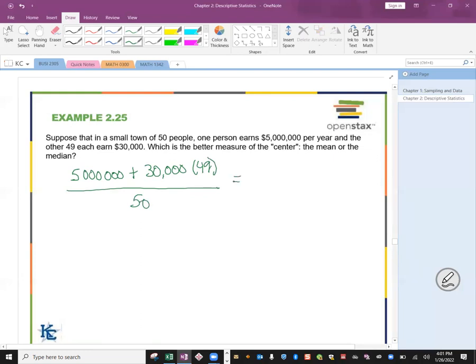And so when I do that, I get a mean of 129,400. Okay. And so that's a very large mean when we're talking about the majority of people, everybody but one person makes $30,000. That mean is skewed. We call this skewed, and we're going to talk about that more in depth in a minute. But why it's skewed is because that outlier pulls the data to one side. And so this mean is not a very good, reliable measure of center.